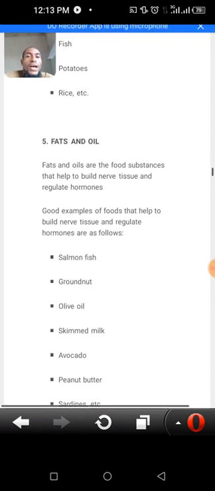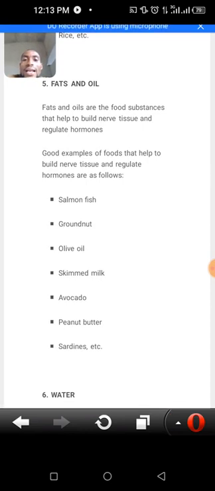Fat and oil, as we all know, are food substances that help to build the nerves in the body and help us to regulate our hormone system, our body tissue. Right? Such foods are the groundnut, olive oil, avocados, peanut butter, the sardines. All these are fat and oil. We need them in our body system.